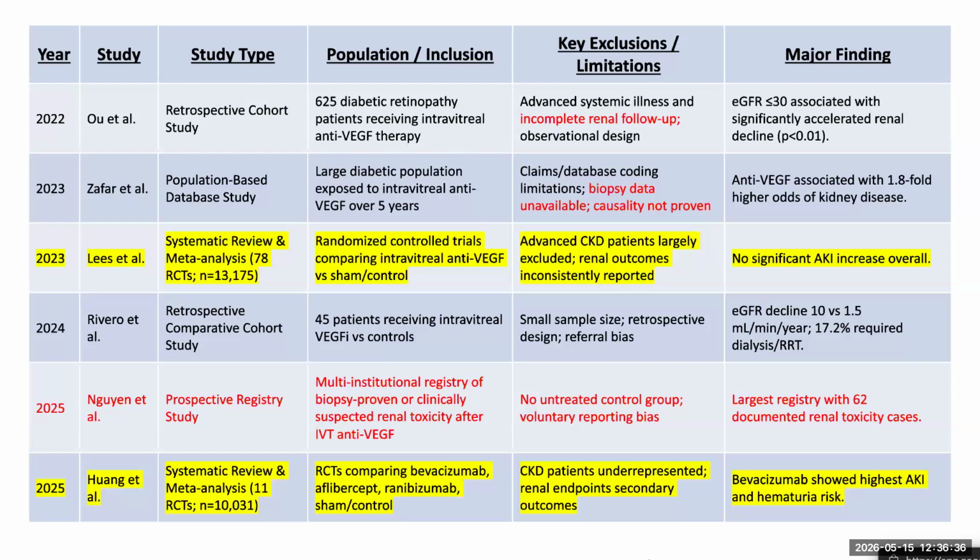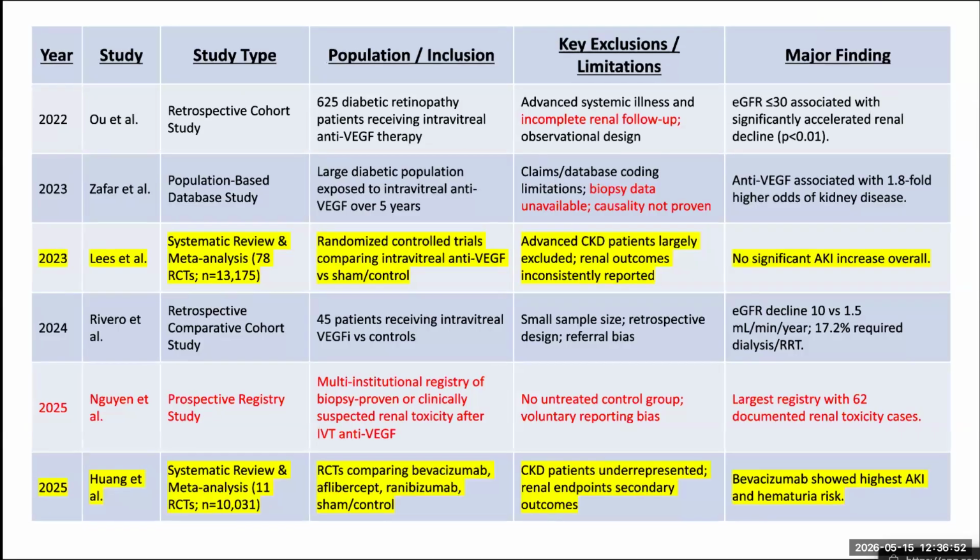They included all possible intravitreal measures, and out of those, only bevacizumab was shown to have the highest amount of AKI and hematuria. But it was still not the case that they had any specific findings in the kidneys. This is the only outcome they noted.